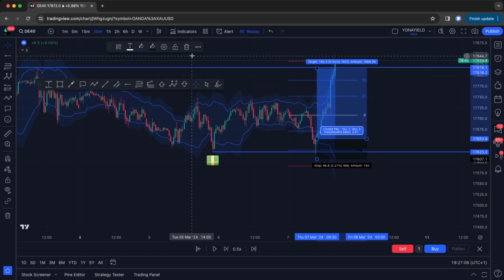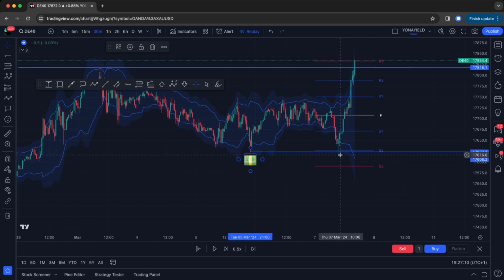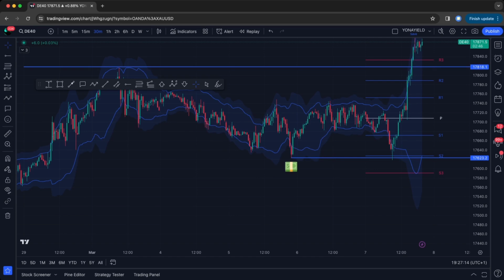This would have been a perfect day. Should have traded that, to be honest. So cannot ask for more. It's so beautiful with the liquidity grab, everything. All right, so very nice here in the German 40.